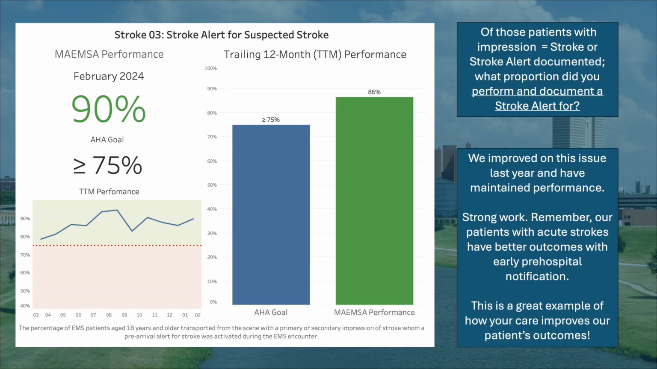Perfect. Well, how are we doing on pre-notifications? Well, pretty well. 90% in February. Our 1 year rolling average is 86%. Goal is above 75. We're doing well on that.